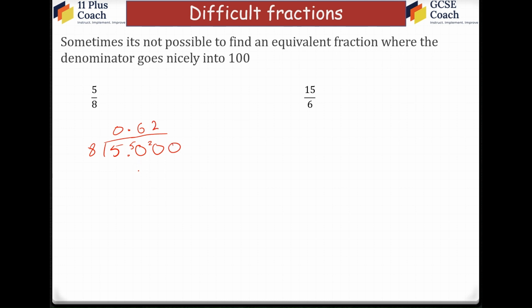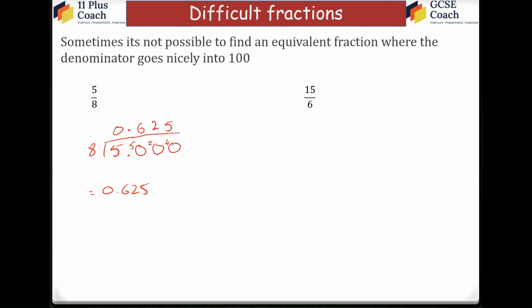8 2s are 16, remainder 4. So add another 0, 5.000 is still the same as 5. And the remainder of 4 goes next to here. So the answer will be 40. How many 8's going to 40? The answer is 5. So that's great. So there's no more remainders. So I've done the calculation. So 5 divided by 8 is 0.625. But this is not a percentage. This is a decimal form.